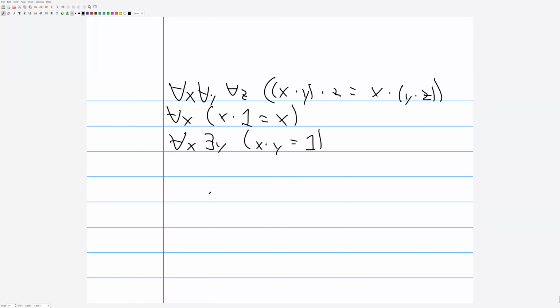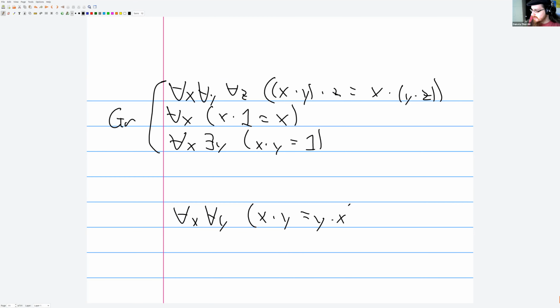You also need closure, I guess. Yeah, closure in the setup of model theory just comes for free. All operations are assumed to be closed. And so this is a list of axioms, which I'll call GR. And now I write down a statement that says for every x, for every y, x times y equals y times x.